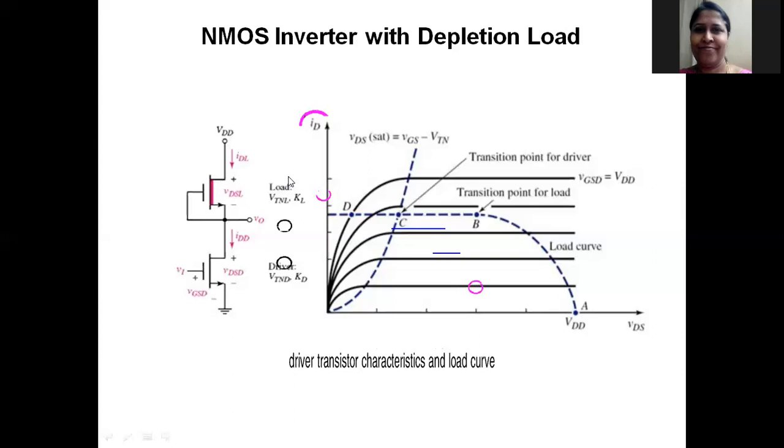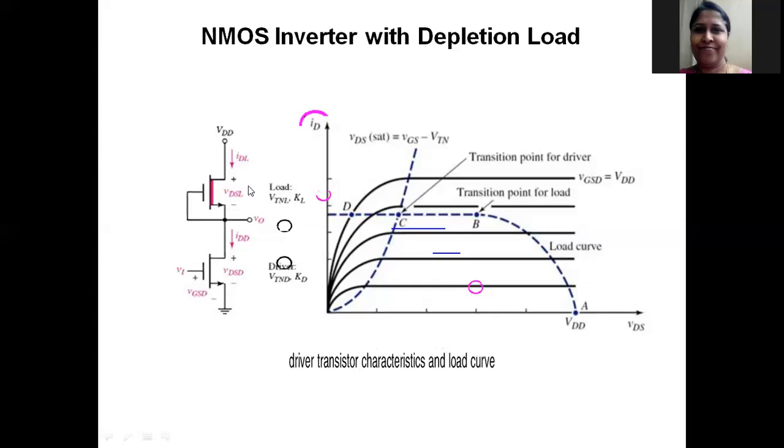Now we should know that the current that flows through this depletion device is also the same current that flows through this enhancement device. So we are plotting the curves in the same quadrant for both the devices. But we also note that the sum of the VDS voltages of these two MOSFETs is equal to VDD. We can apply KVL to the output loop. So the voltage across this depletion device plus the voltage across this enhancement device is equal to VDD.